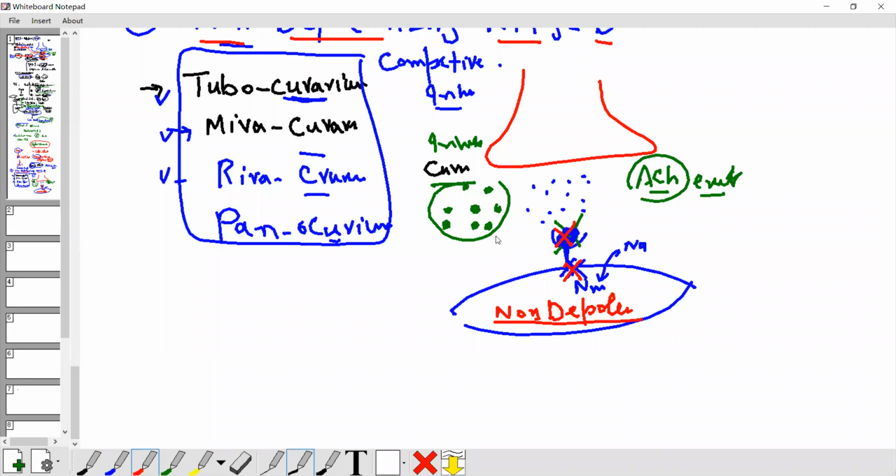Succinylcholine first excites the muscle, meaning first depolarizes the muscle, then paralyzes the muscle. These drugs, the Curare family, directly block the neuromuscular junction. They do not allow depolarization of the muscle. If no depolarization, then what happens with the muscle? The muscle relaxes. Relax means the muscle is paralyzed.